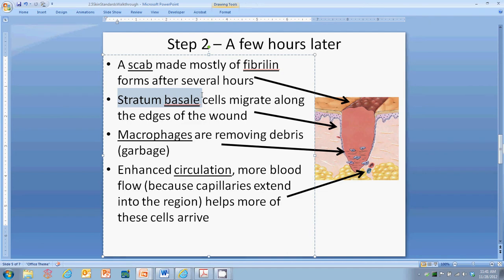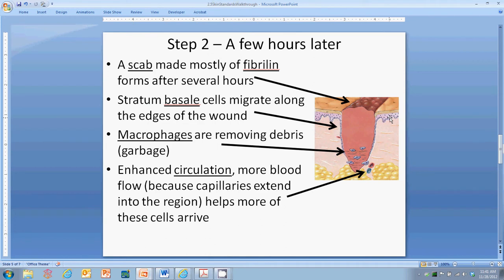Stratum basale cells, so epithelial cells, right, are going to migrate, walk down the edges of the wound to get to the bottom of your cut. So these epithelial cells are going to migrate along the sides of the wound to get to the bottom.